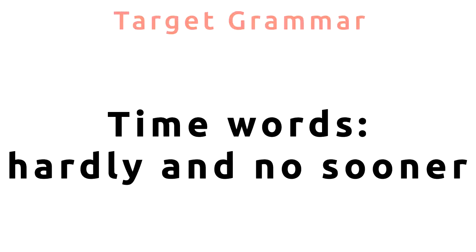The target grammar for this lecture is time words, hardly and no sooner. English has many time words, and we're going to look at these two. One of them is a phrase, no sooner. The other one is a word, hardly. We actually use them in very similar ways. Let's have a look at the meaning for each one.